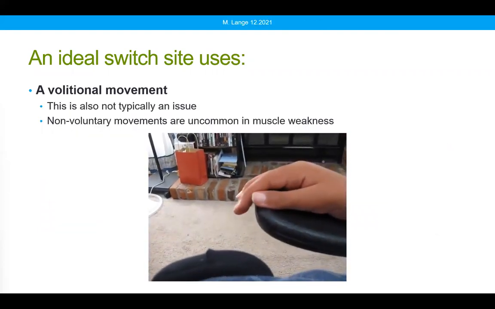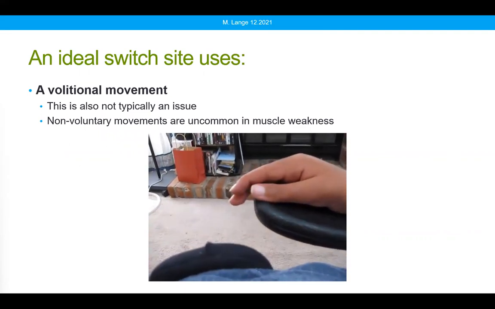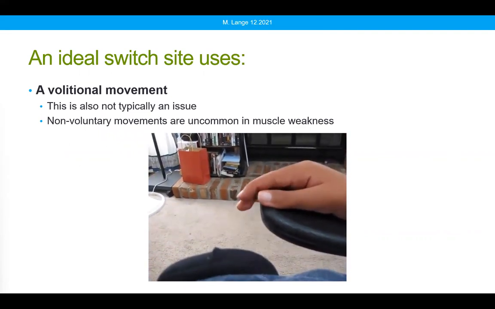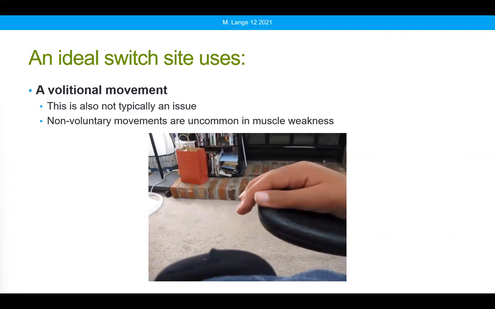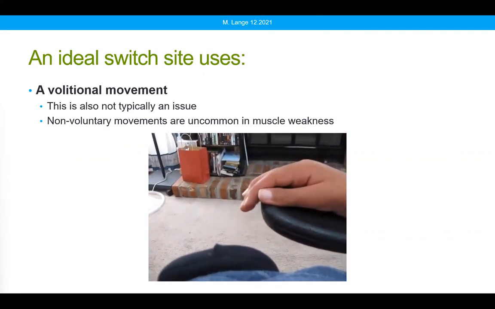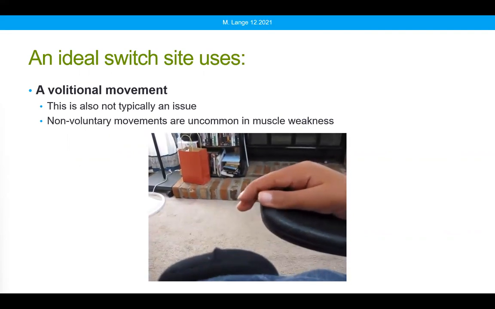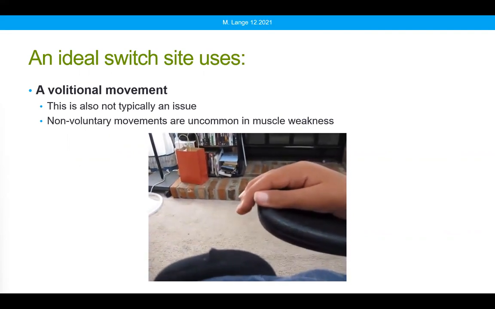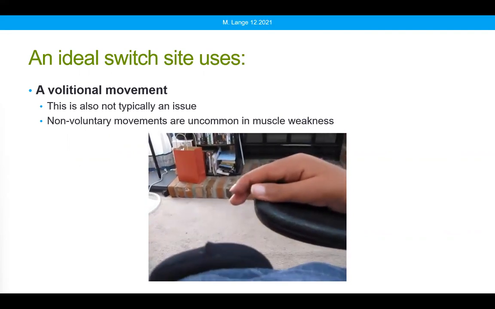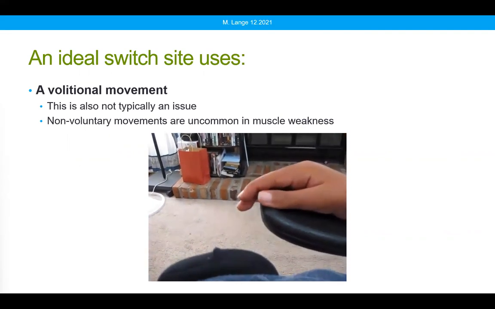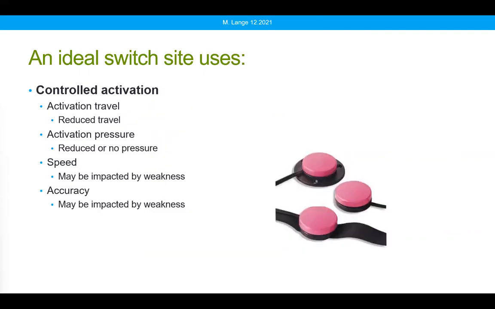I mentioned before a volitional movement. This is a client demonstrating a very small movement that we ended up capturing with fiber optics. Again, this is not usually a problem for people with muscle weakness because non-volitional extraneous movements like athetosis and dystonia aren't common in this population.